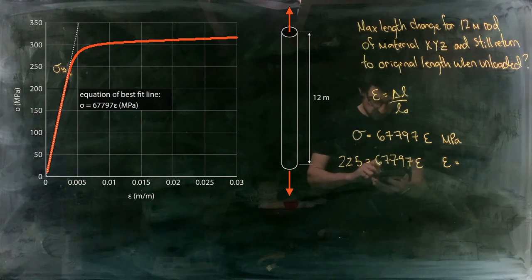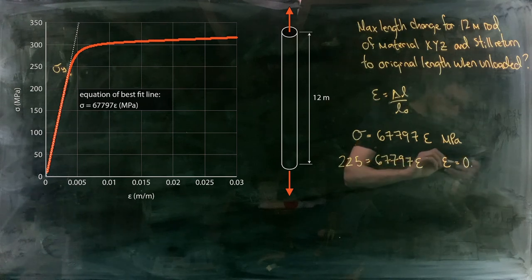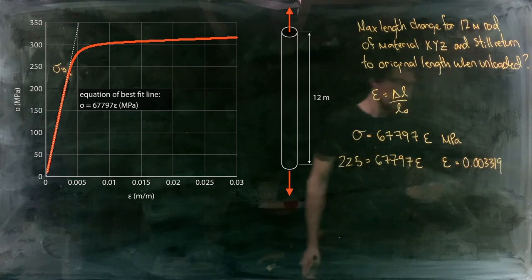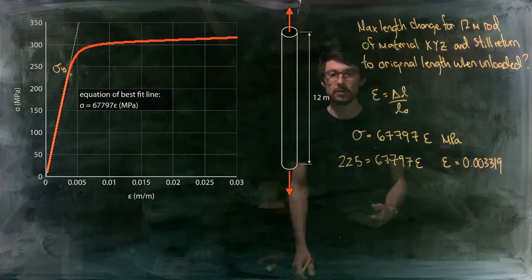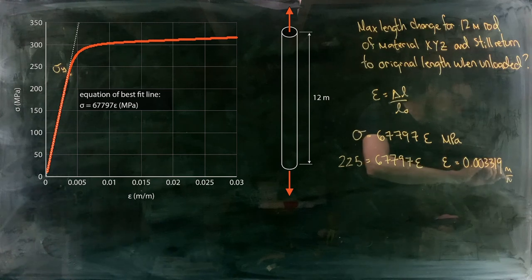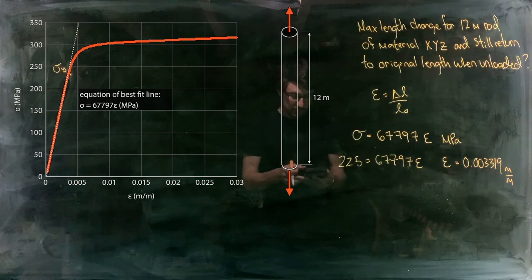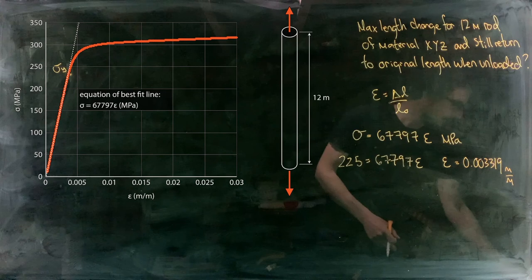So 225 divided by 67,797 gives us 0.003319. Remember strain, it's good to include your units here. So meters per meter in this case. And then if you include those units, you don't get mixed up about whether you're talking about strain in percent.